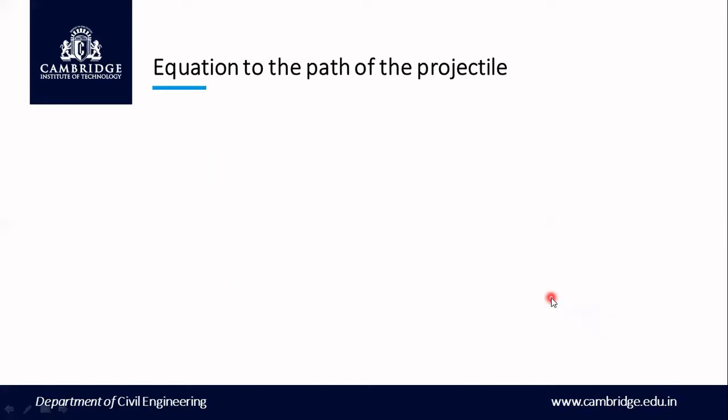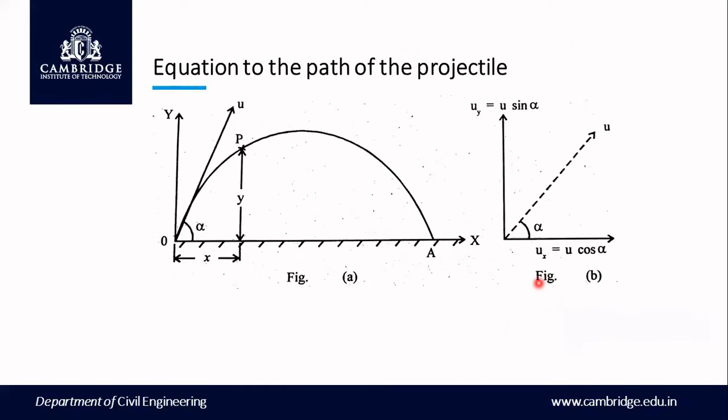So to build the equation of the path of the projectile, we have a diagram here, a proper projectile that starts from the ground and ends on the ground. I'm taking the two-dimensional direction, and the projectile is going to start from here, O, travel via P, reach a maximum height, and then come back to A.